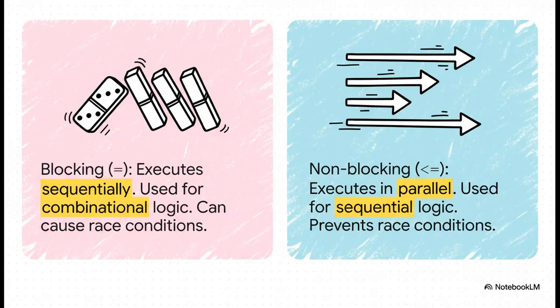And this slide right here shows one of the trickiest concepts for anyone new to hardware. Just a tiny syntax change, a single equal sign versus the less-than-equal sign, completely changes the physical circuit you build. We're talking about the difference between things happening one after another versus all at the same time. If you get this wrong, you create what's called a race condition. And trust me, that is a hardware bug that is an absolute nightmare to track down.